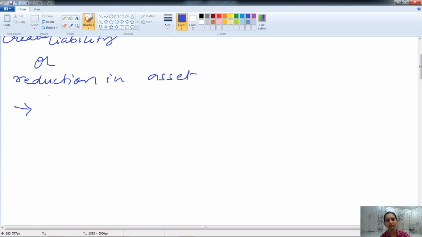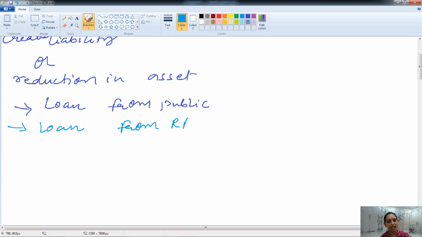Over here, the capital receipts taken by the government are of various types. It includes the loan taken by the government from the public through the sales of bonds and securities. Then the loan taken by the government from RBI and other international financial institutions like the IMF, World Bank, etc., through the sales of treasury bills, etc. That is also known as the capital receipt.